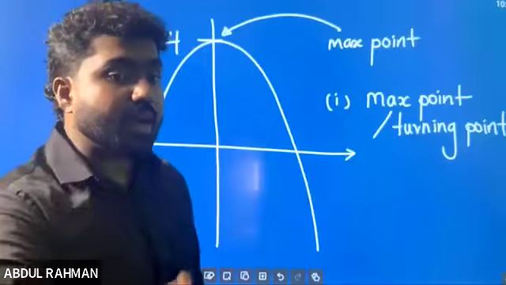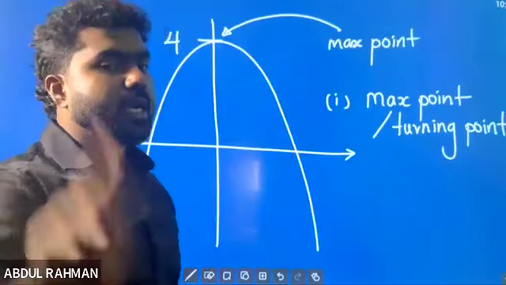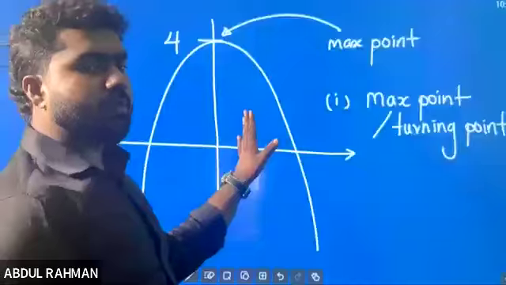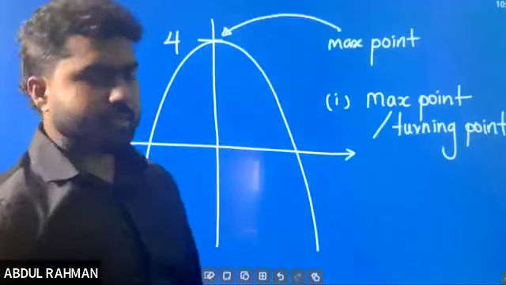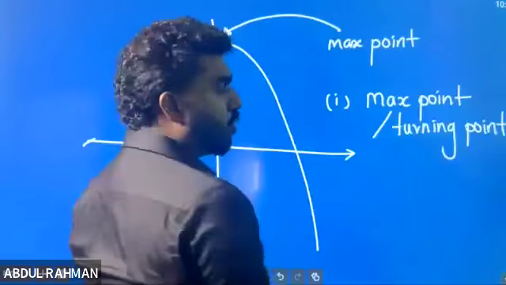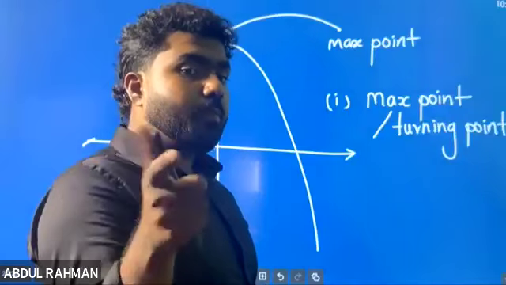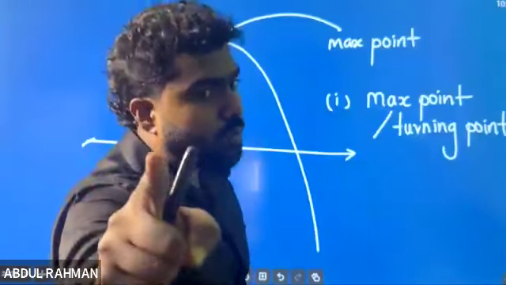But for both of the graph, I can give a common term. What is that? Turning point. For this also turning point applies. For that also turning point applies. Fine. Now I'm asking you, what is the maximum point or what is the turning point? What should be your answer? 4. 4 is your answer.